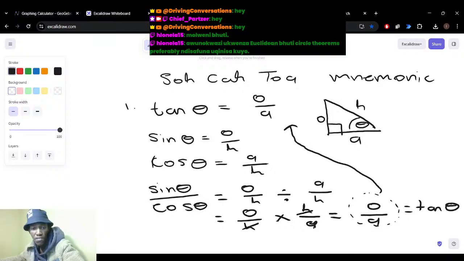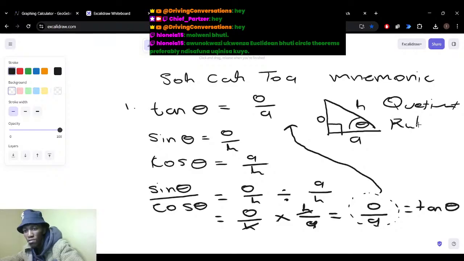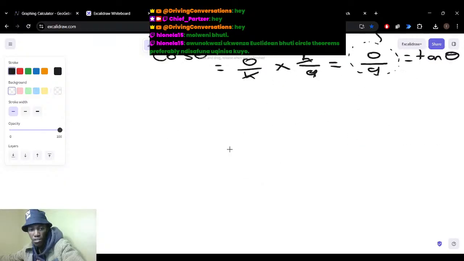So this is one derivation of tan theta. Two of this is the quotient relationship, quotient rule or relationship, you can call it whatever you like. Moving on to another relationship, one of the useful trigonometry relationships that I find useful.